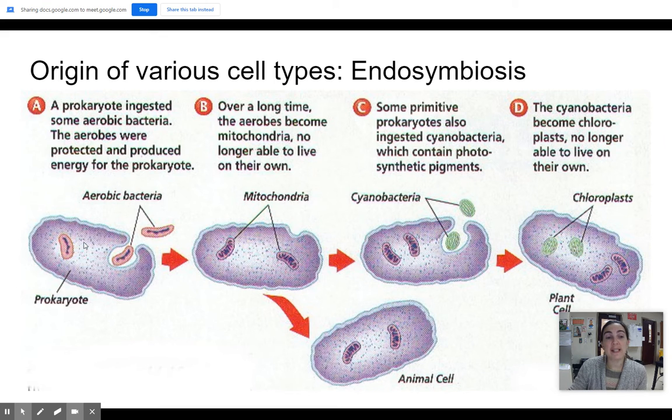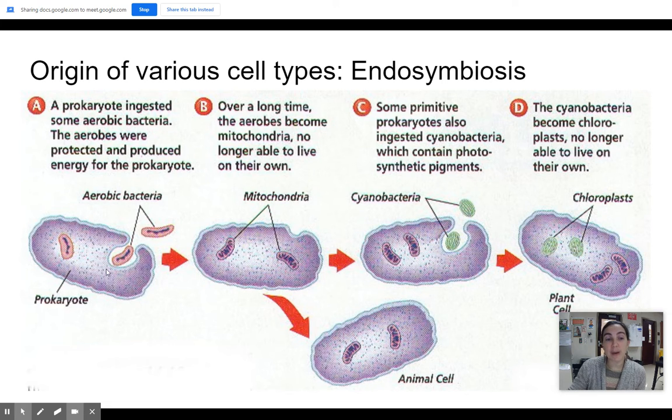The theory here is that some early prokaryotic cell at one point early in the history of living things ingested, it surrounded another prokaryotic cell. So at this point, these are both prokaryotes. One's just bigger than the other. And some prokaryotes would ingest and digest other cells, and that's how they got their food. But in this case, they happened to ingest one that was an aerobic bacteria. Aerobic means it can use oxygen. In other words, it can perform some process similar to cellular respiration as we know it today.